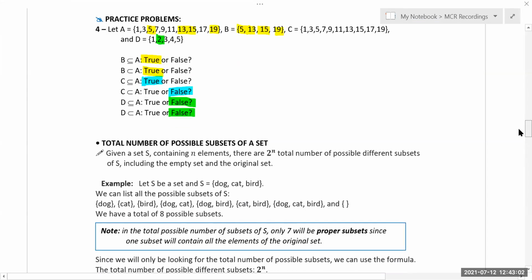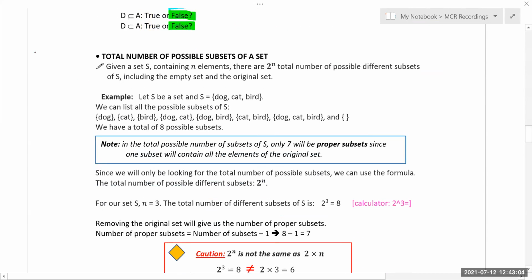Okay. As we keep going, we've got some formulas we want to look at. Given a set, say it's S, and it has n elements, then there are 2 to the n total number of different possible subsets, which include the original set and the empty set. So if S is dog, cat, bird, then the number of elements equals 3, so you have 2 cubed or 8 possible subsets there. And the idea that the empty set is in there is because you could always choose none.